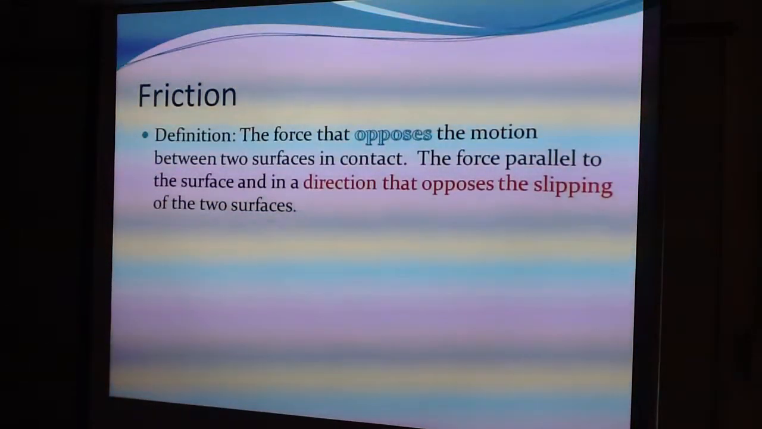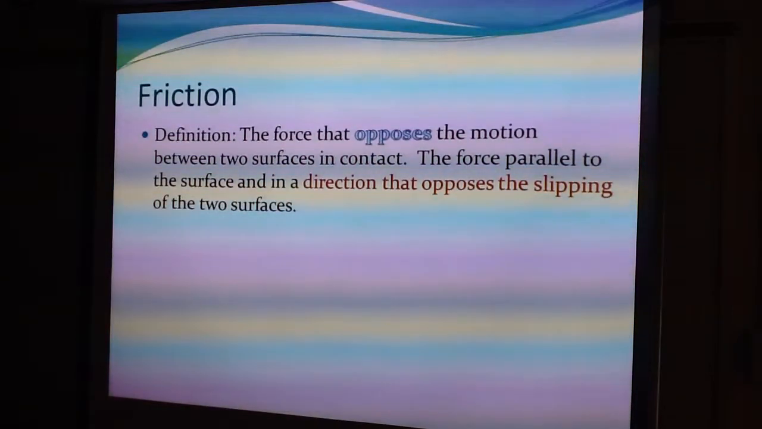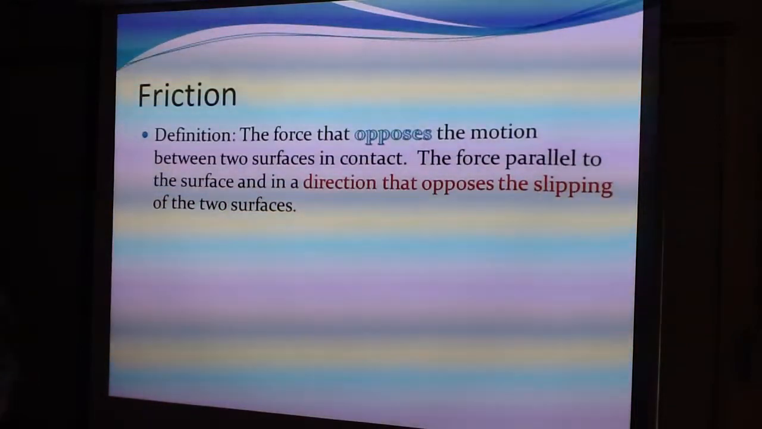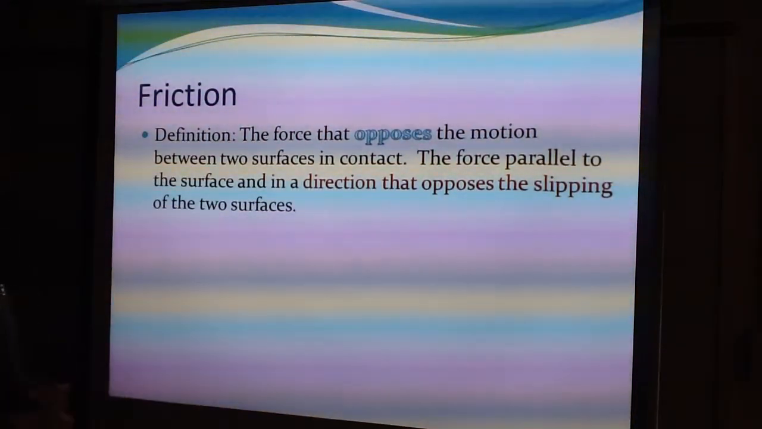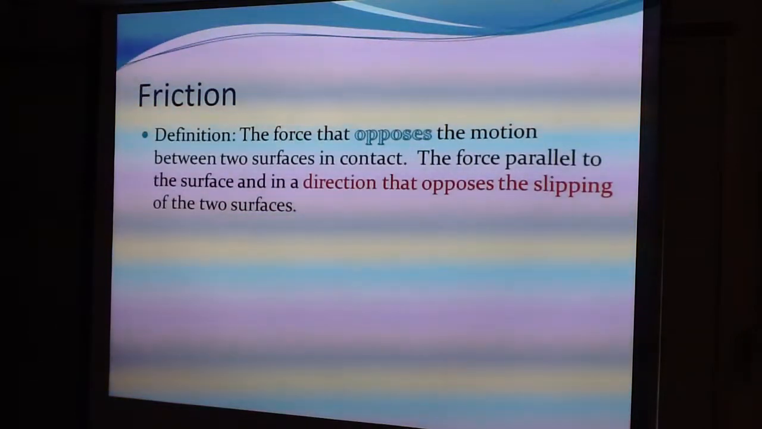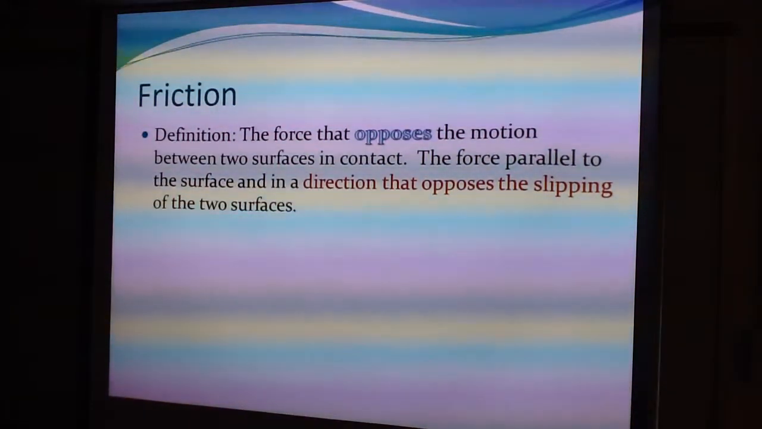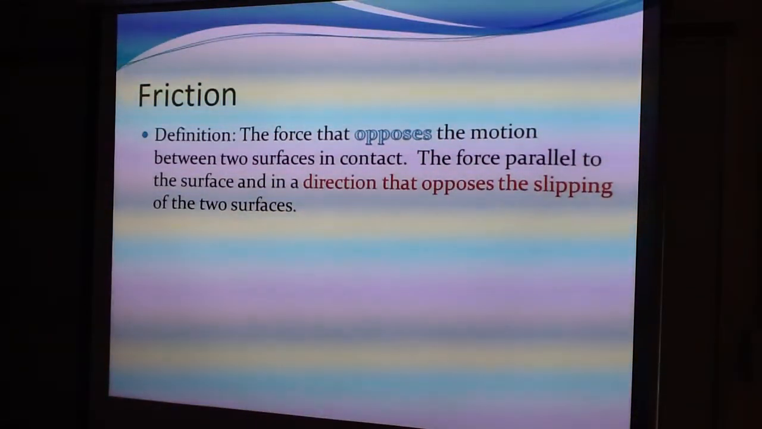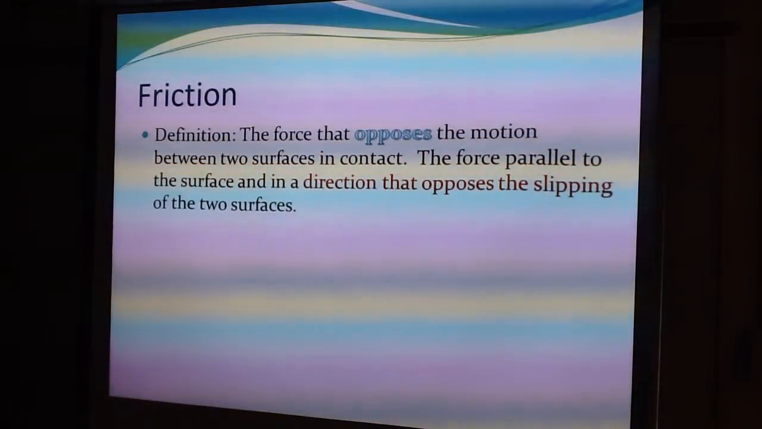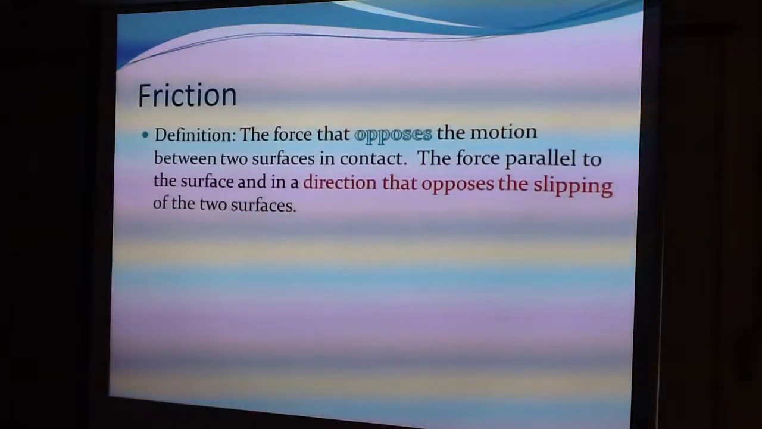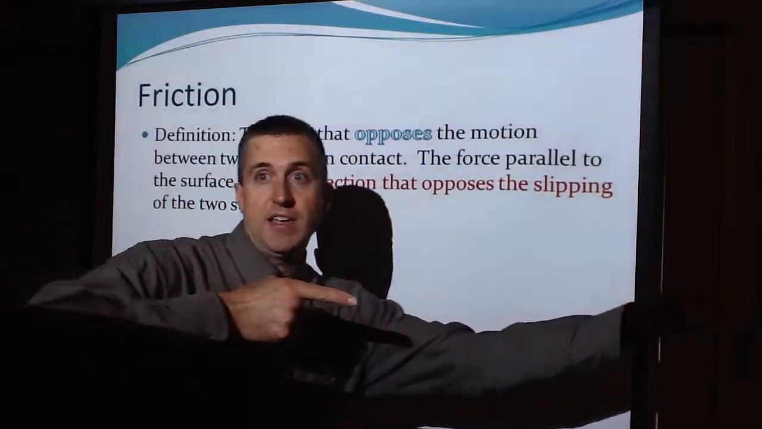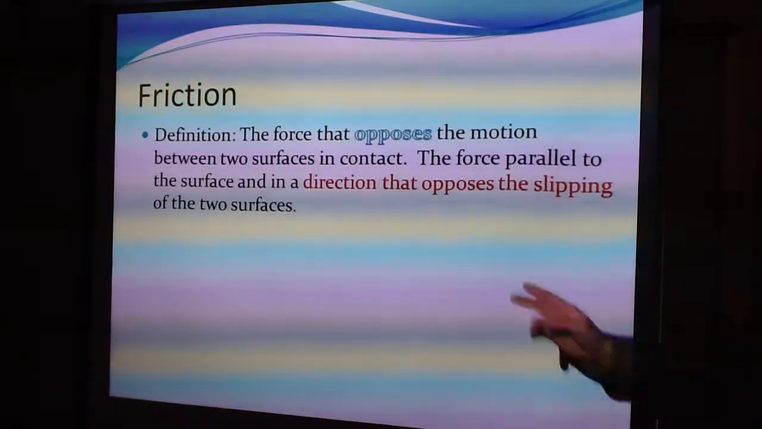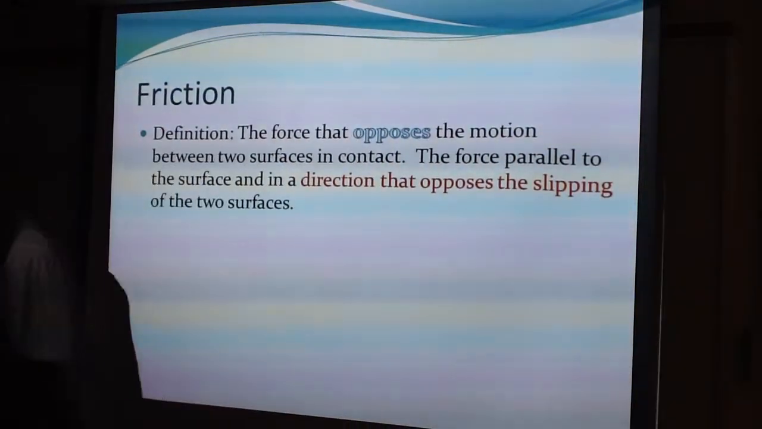As a definition, friction is the force that opposes the motion between two surfaces that are in contact. It is the force parallel to the surface and in the direction that opposes the slipping of the two surfaces. It's kind of tricky to put a definition on friction, but basically whenever you try to move something, friction will oppose that motion. It's parallel to the surface, and it's opposite the direction you're trying to move. So if I try to take off running this way, then my friction must be the other way. That's the basic definition.